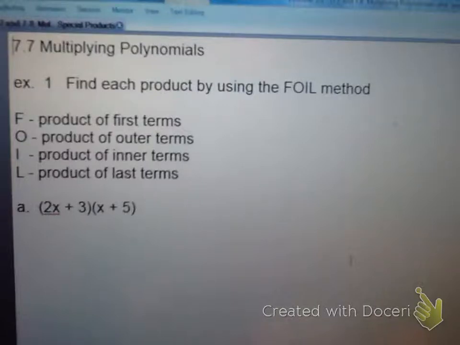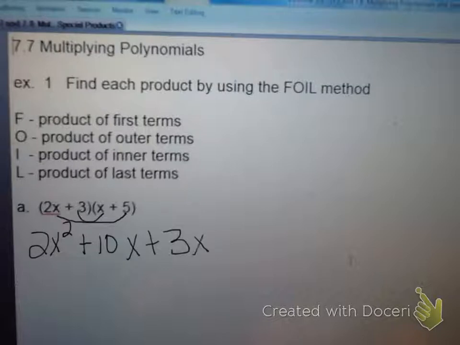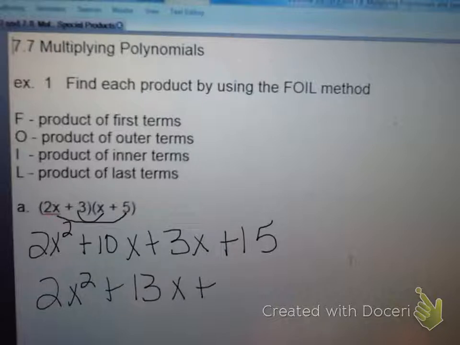Section 7.7 was multiplying polynomials. We already talked about multiplying polynomials using the FOIL method. I just want to do a quick review. You multiply the first times the first, so that's 2x times x is 2x squared. Your outside term is 10x. Your inside term is a plus 3x. And your last is, again, we multiply 3 times 5 and get 15. Combine your two middle terms, and you get 2x squared plus 13x plus 15.